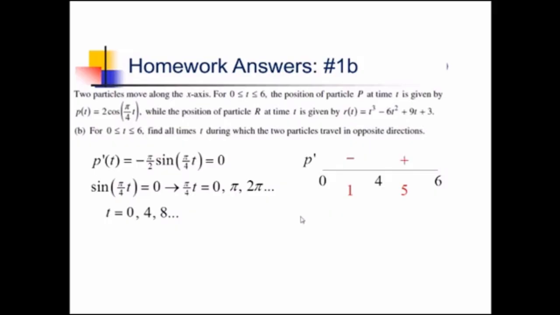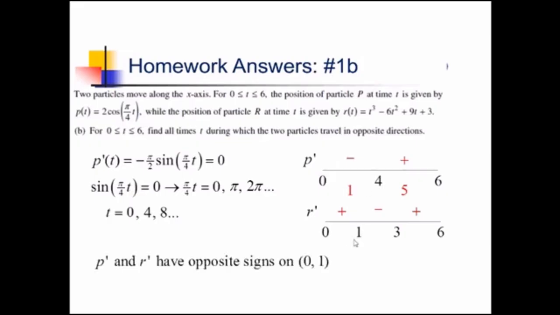All right, so let's also juxtapose this with our r prime number line. Again, we created this in part A. I'm just bringing it back here. And now let's compare to see where we have opposite signs. So let's see here. We start out negative for p prime and positive for r prime. So from 0 until, at the very least, 1, they have opposite signs. So they have opposite signs from 0 to 1.